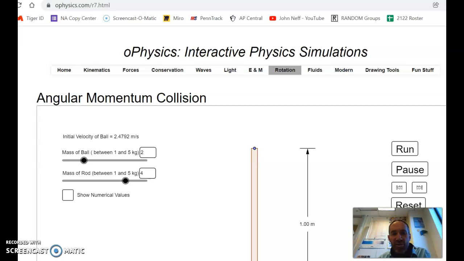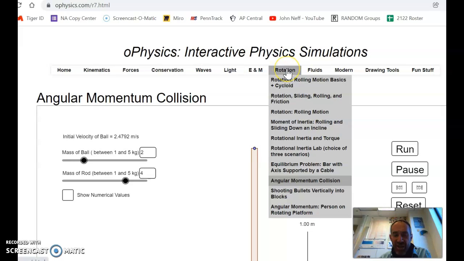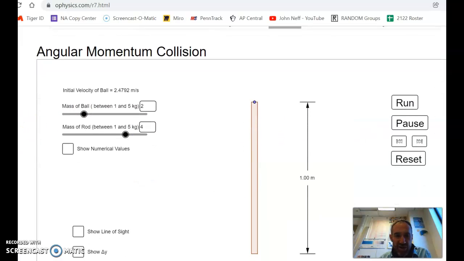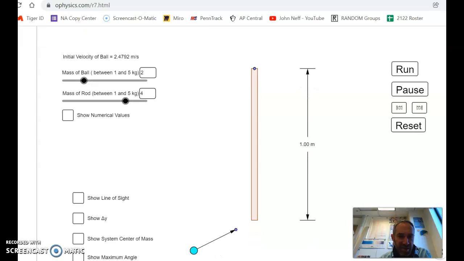Now, our friends over at OPhysics have this simulator, and I think you should go and check it out on your private time. But under rotation, they have the angular momentum collision. Really good. And so this answers the question for us. So here's what they have. There's this ball, and I can make it so that it's moving as close to perpendicular to that rod as I can get it. Okay. Now, you know what's going to happen.